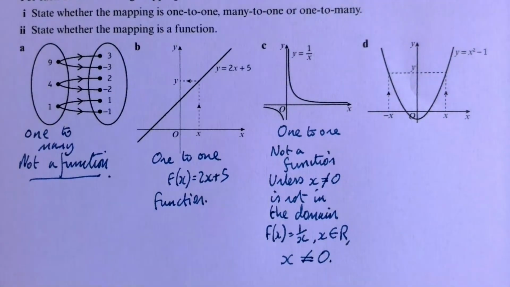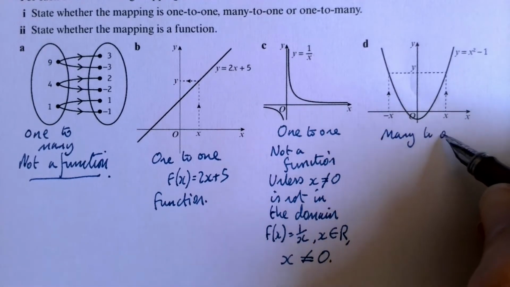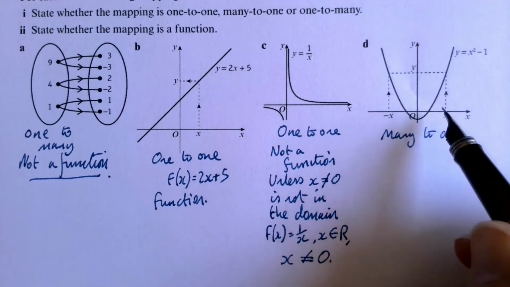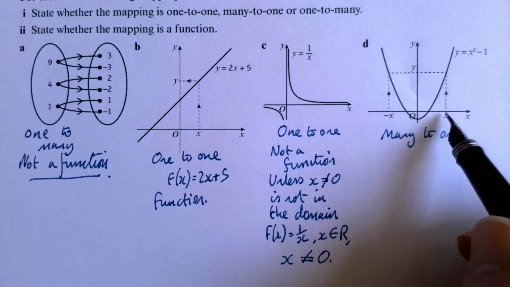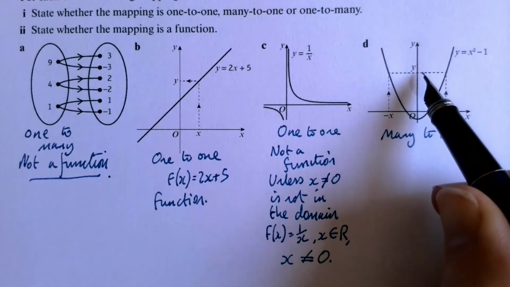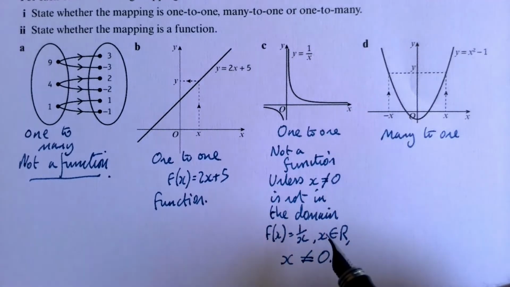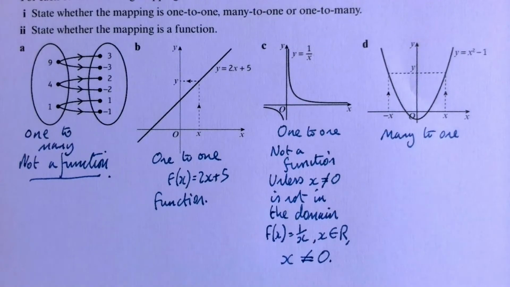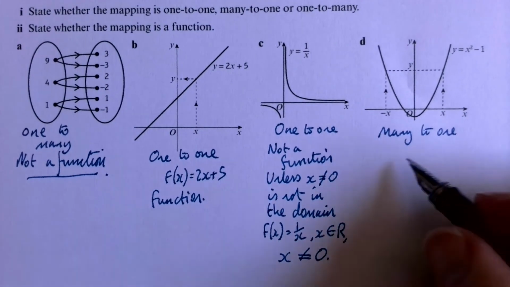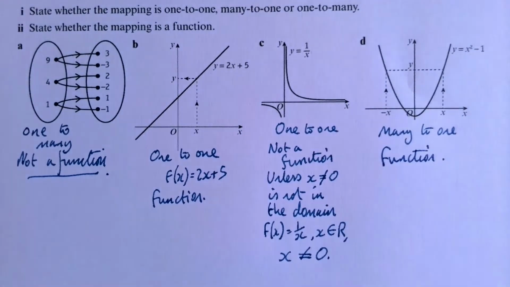And this last one here, well, we've had one to many, we've had one to one, so no surprises that this is going to be many to one. Many to one because we've got two values that are giving us an answer. If we ask it a question with plus x, we're getting that y value. If we ask it with the negative x, we're still getting that y value. So we can have the same answer, and that's justifiable and could be useful. So that's okay. That is a function.